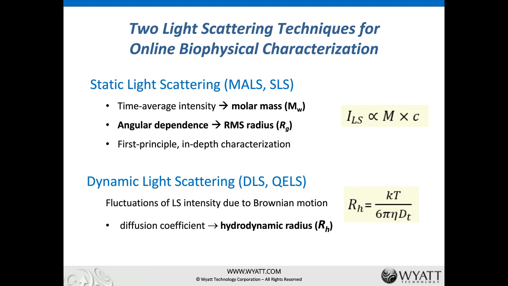So in DLS, instead of the mean intensity, it actually measures the fluctuations of the scattered light intensity from sub-microsecond to much larger time scales. So it's the fluctuation and not the mean of the intensities that's being measured. Since the intensity fluctuations are a result of the molecular Brownian motions, the diffusion coefficient of the molecule can be determined. The hydrodynamic radius RH can be calculated from the Stokes-Einstein relationship, as we show here to the right.